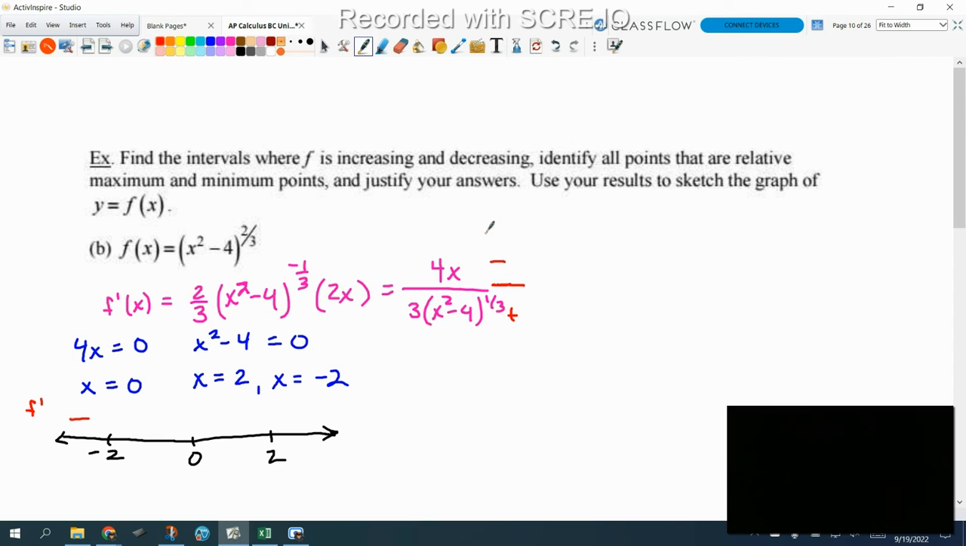All right, negative 1. That's still going to give me a negative on top. Negative 1 squared is 1. 1 minus 4 is a negative number. So that's now going to give me a negative on the bottom. Negative divided by a negative is a positive.